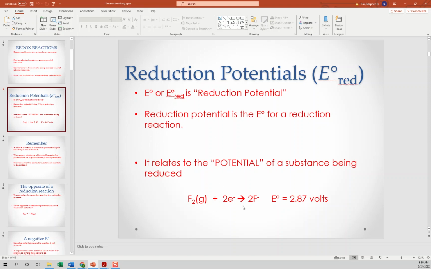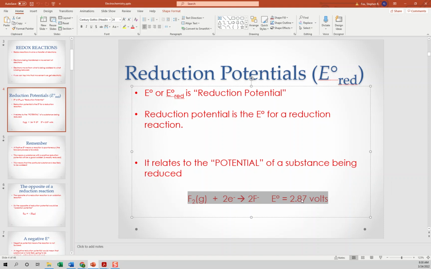All right, so what does this potential tell me? It tells me that fluorine is likely to be reduced, and that makes sense. This being a very positive voltage should make sense to you because fluorine is the most electronegative element. It's good at pulling electrons to it, right?